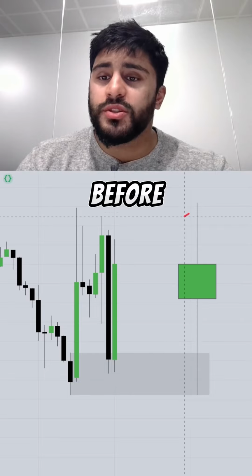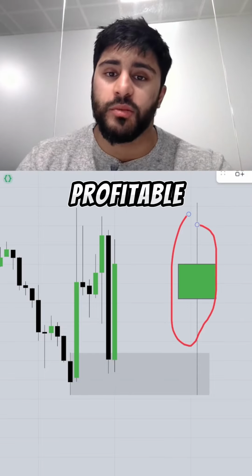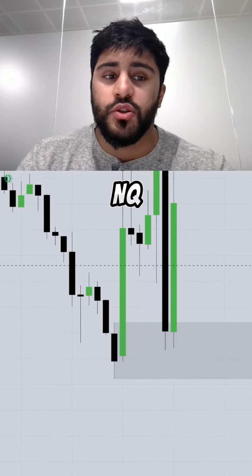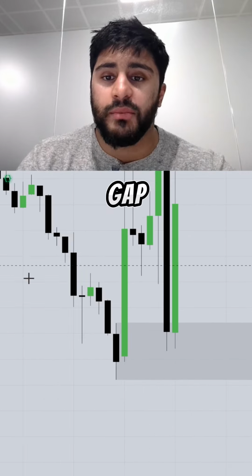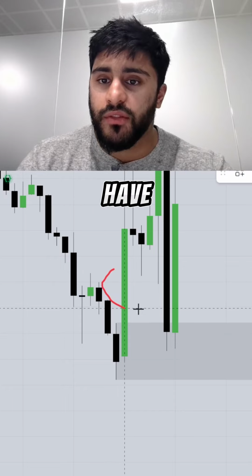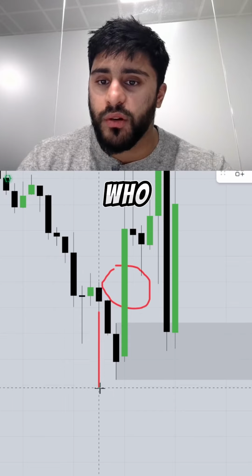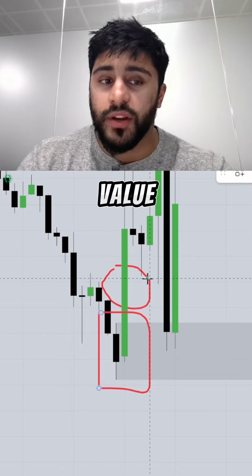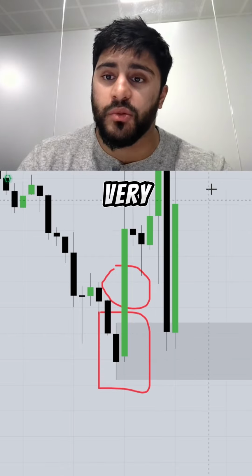Listen, before you slap on this indicator, which won't make you profitable, let me tell you the 3 steps that will make you profitable. Step number one, if you're trading ES or NQ, you must have a 15-minute fair value gap that you're looking for a rejection. Here we have a 15-minute fair value gap. And for those who want to know how I mark my levels, it is the candle before the fair value gap. That is the first step, and it's very, very important to understand that.